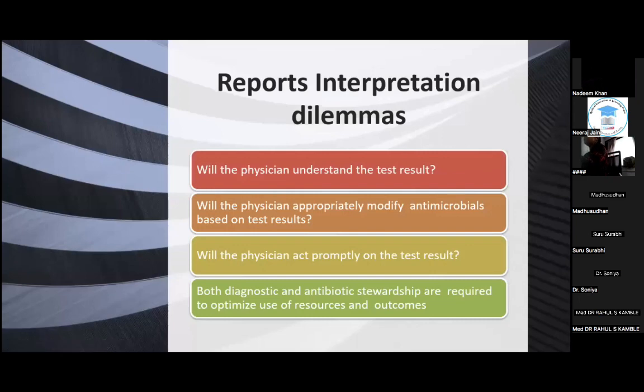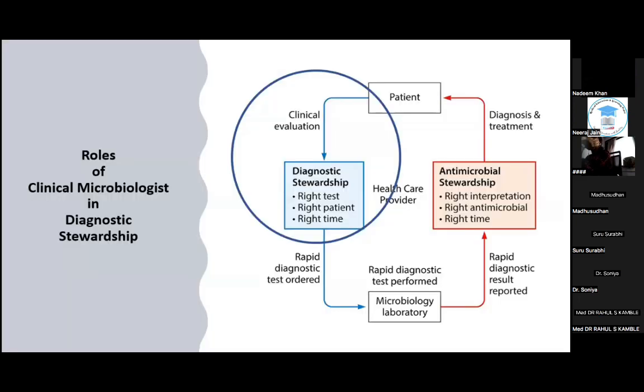So that is how we get the sensitivity reports. Now, how to interpret these reports? The dilemma is: will the physician understand how to modify the antibiotics based on the results? Will the physician act promptly? Now, how to interpret these results?